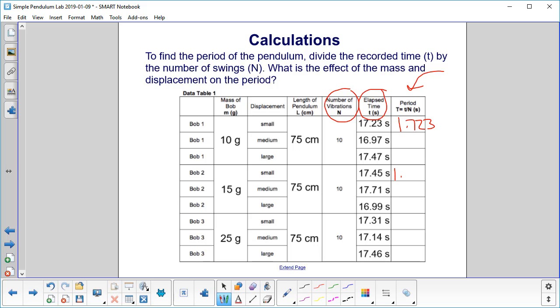Skip a couple, go down to here. Skip a couple more. And what do you notice about the periods here? Pretty much all the same, right?